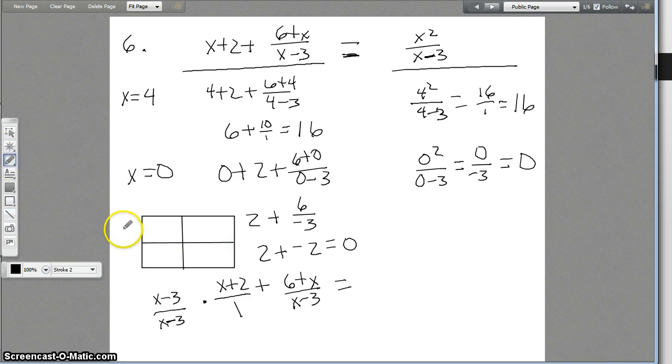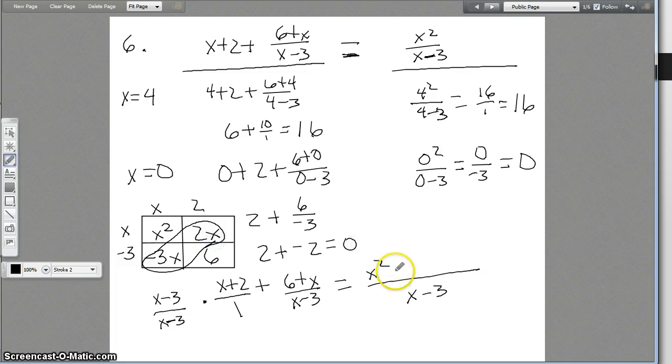Okay, when we work this out, we have x minus 3 times x plus 2. X times x is x squared. 2 times x is 2x, negative 3 times x is negative 3x, and negative 3 times 2 is negative 6. So what we end up with is a common denominator of x minus 3. X minus 3 times x plus 2 is x squared, 2x minus 3x is minus x, and then we have a minus 6. I'm sorry, this is supposed to be a minus x.